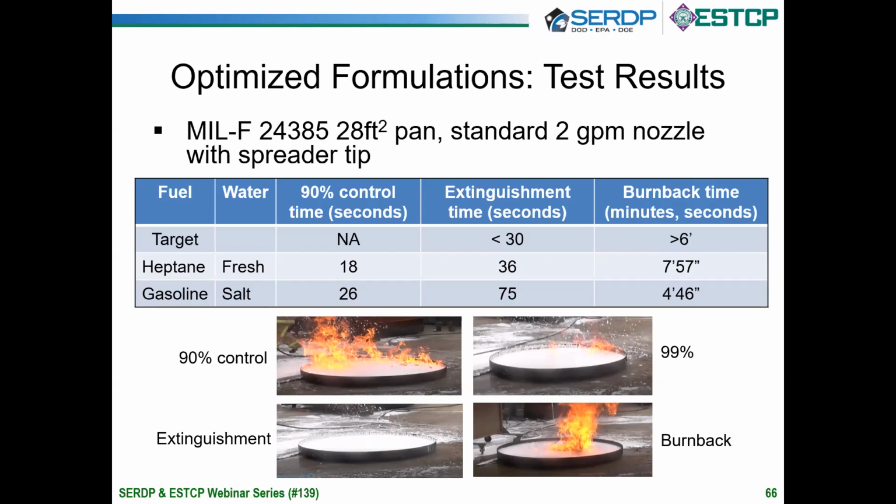And then the other extreme, gasoline fuel, which is a much more difficult fuel to control because it's more volatile. The surface properties are similar to heptane, but it has more volatile components. And in salt water, again, we've got a pretty good control time. Within certainly below 30 seconds, we've got the fire pretty much under control. But now we have a very long time between control and extinguishment. And again, what that's telling us is that we need to improve our vapor suppression of that foam to get that time down. Again, the burn back time, a little bit short. We probably need to improve that a bit as well.